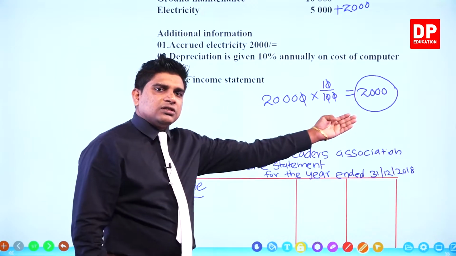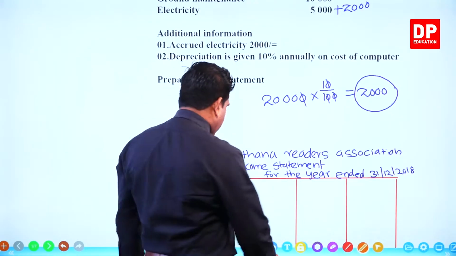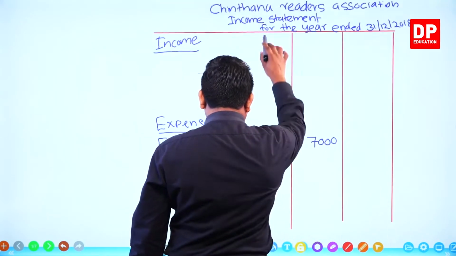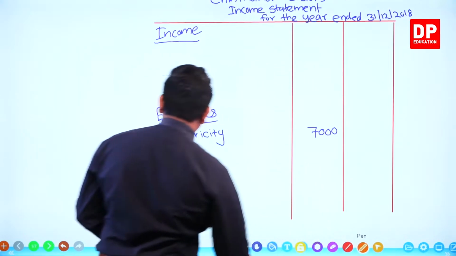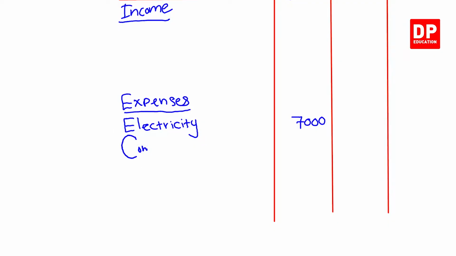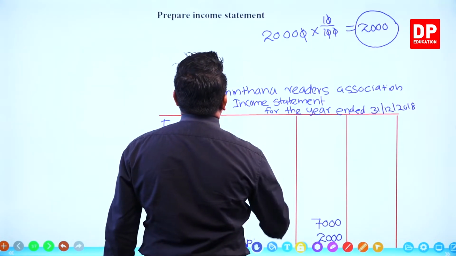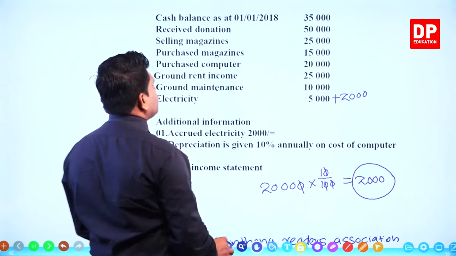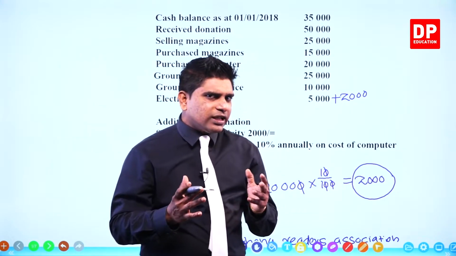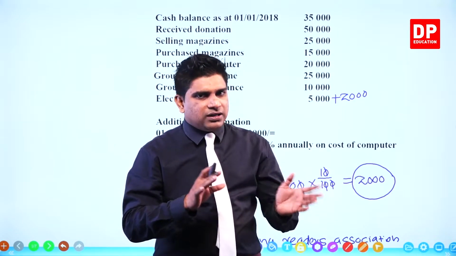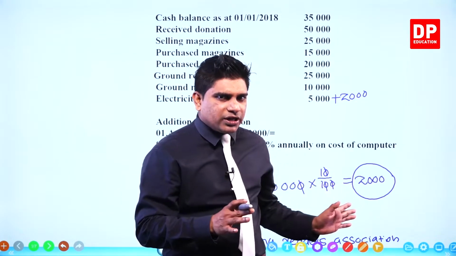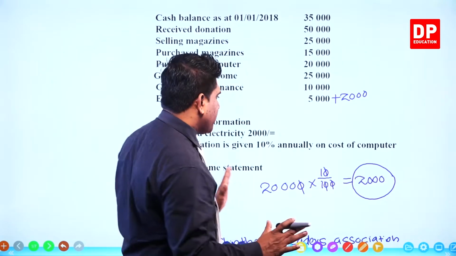Where do you write this 2,000? Under expense, right? You write computer depreciation, 2,000. Now the additional information is finished. Now you move to the other details. Cash balance: do you take cash balance? All the assets, do you take them here? No, you never enter assets. But depreciation of the non-current assets, we can put here. But cash balance, you never bring to prepare the income statement.